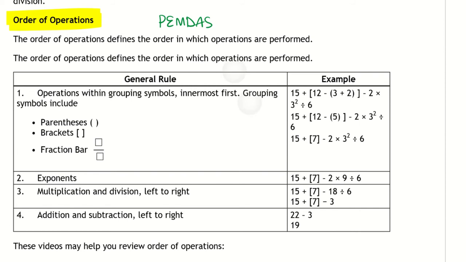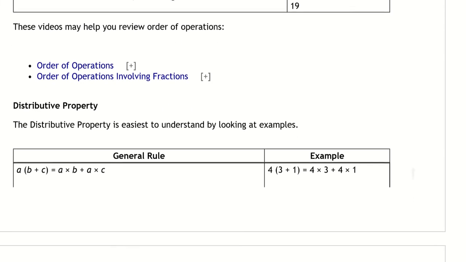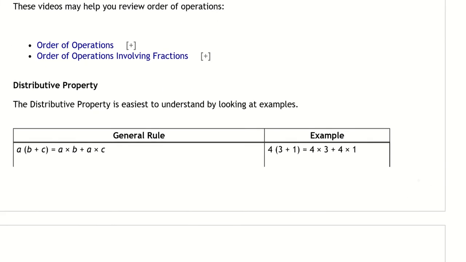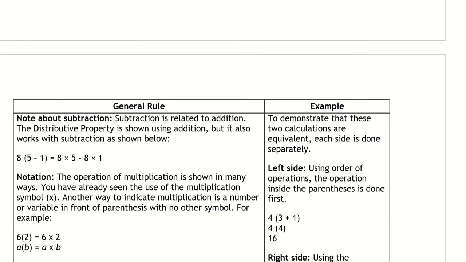Parentheses first, exponents, multiplication, division left to right, and then addition, subtraction left to right. So this is how I think of it, right? Multiplication, division are equal, and then addition and subtraction are equal. You go left to right, just how we read. So there's some videos that will help you review the concept.